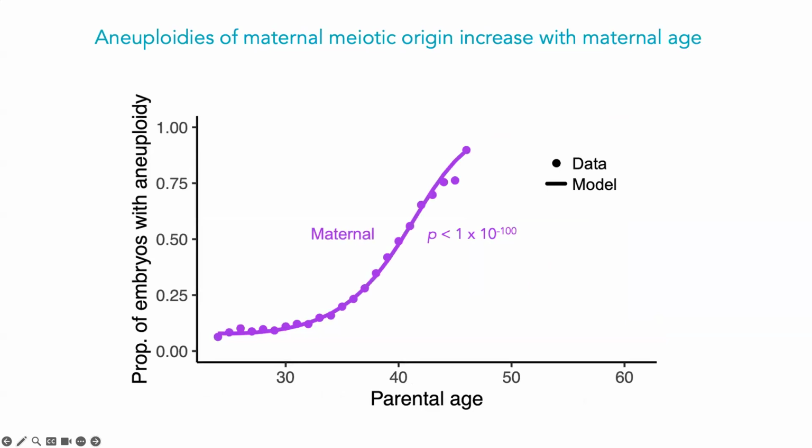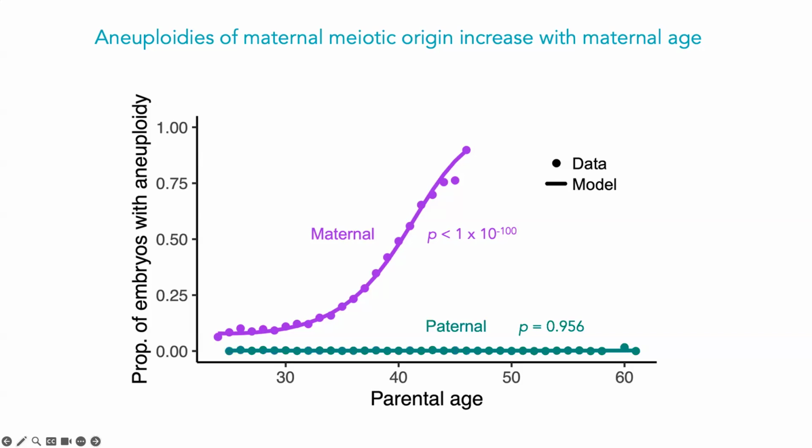The scale of the data also allows us to revisit the relationship between maternal age and potentially paternal age in aneuploidies. And we see that the maternal age relationship is really well fit by a logistic model with a quadratic term for age, which implies that meiotic aneuploidy is accelerating essentially at a constant rate with maternal age.